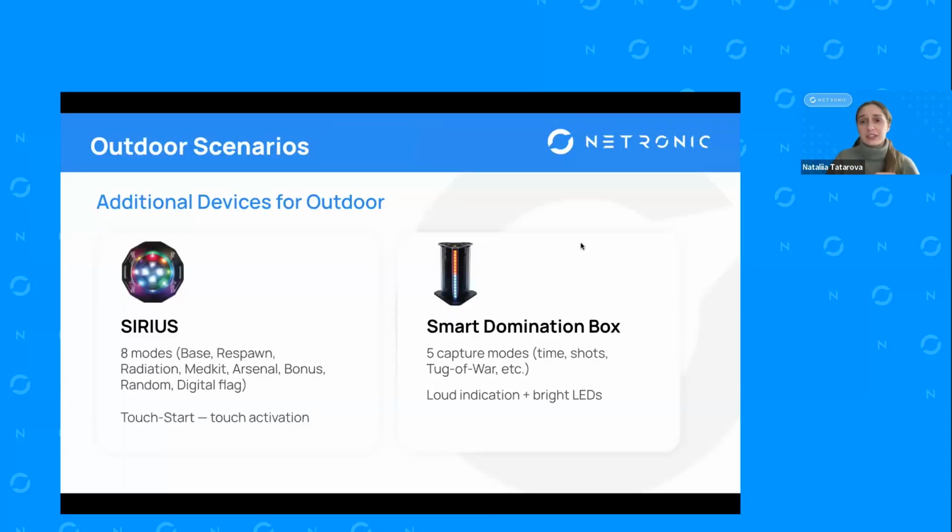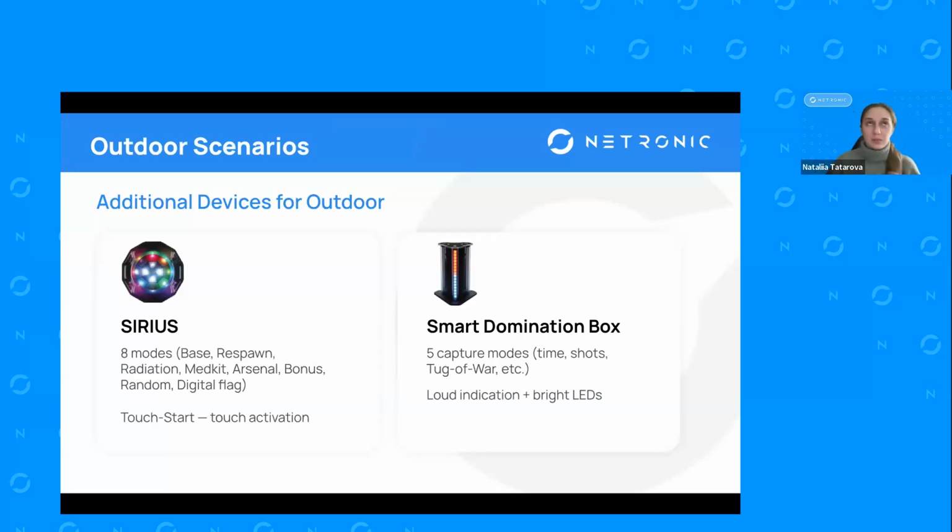In outdoor scenarios, we also use some other devices, more common ones. And basically, when we sell our sets of equipment, we usually recommend having at least a few of those because they're a basic thing for different scenarios. So first of all, that would be the SIRIUS station. As I always say, it has 8 different modes, and you can use any of those. The most important one is the base mode.